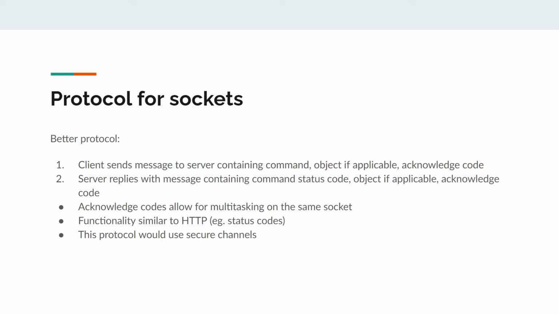Another improvement is the protocol for sockets. Right now it is quite simple, and it doesn't allow for multitasking on the same socket. A new one would consist of a message, which would contain objects and commands, acknowledge codes, and status codes. It is similar to the functionality of HTTP and TCP in general, and it will also allow for multitasking on the same socket, since the acknowledge codes will match the different tasks. Another improvement for the socket would be to secure the channels using TLS.